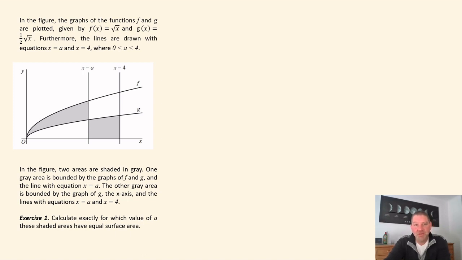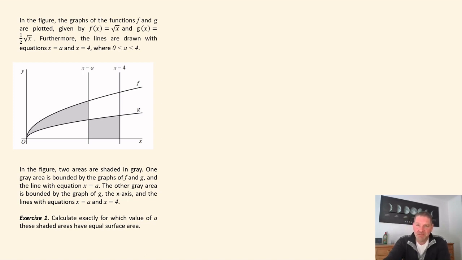One area is bounded by the graphs of f and g and the line with equation x equals a. The other gray area is bounded by the graph of g, the x-axis, and the lines with equations x is a and x is 4. Exercise. Calculate exactly for which value of a these shaded areas have equal surface area.